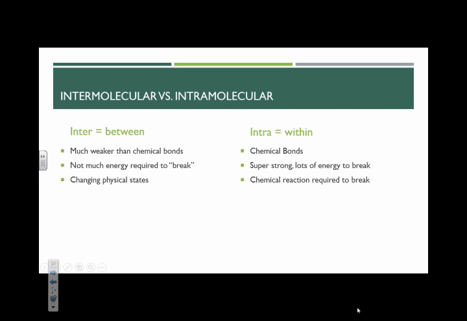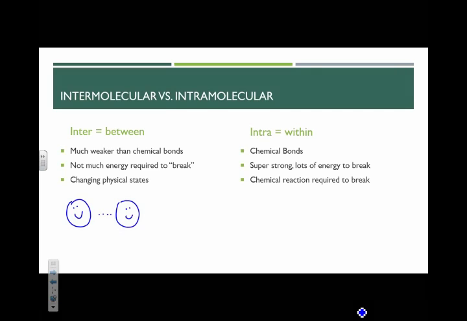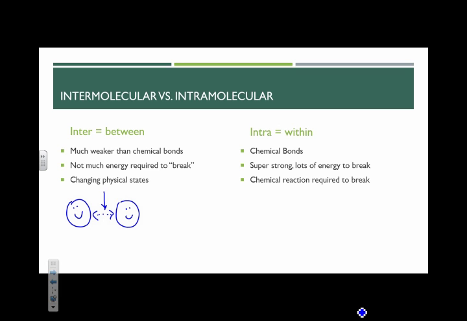We want to talk about intermolecular versus intramolecular. Inter means between. So we're talking about between molecules. So if here's a molecule, happy face, here's another molecule, happy face, we're talking about how they feel about each other. What's this interaction? It's not a very strong interaction. It's much weaker than a chemical bond, so there's not a huge amount of energy required to break that interaction, and we're essentially breaking intermolecular attractive forces when we change physical states.